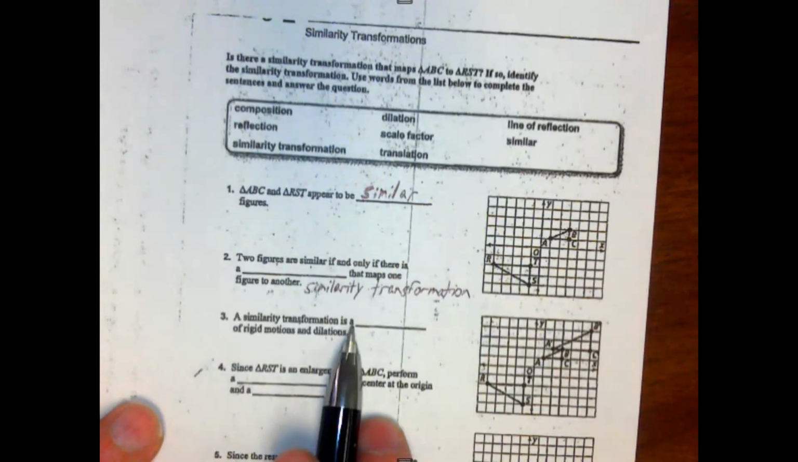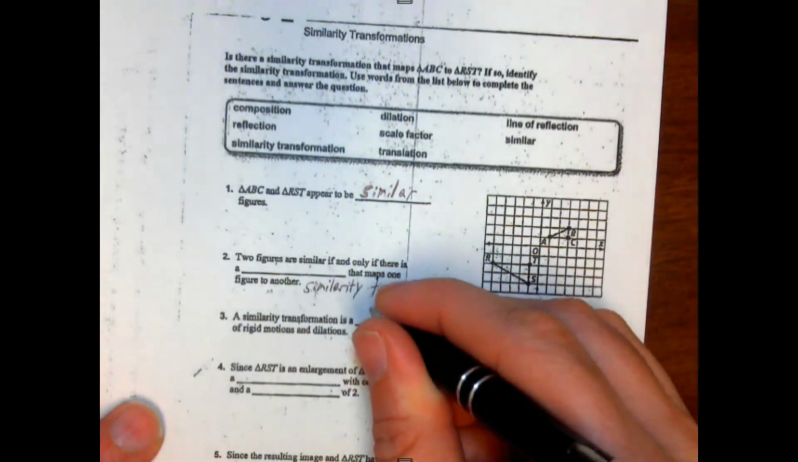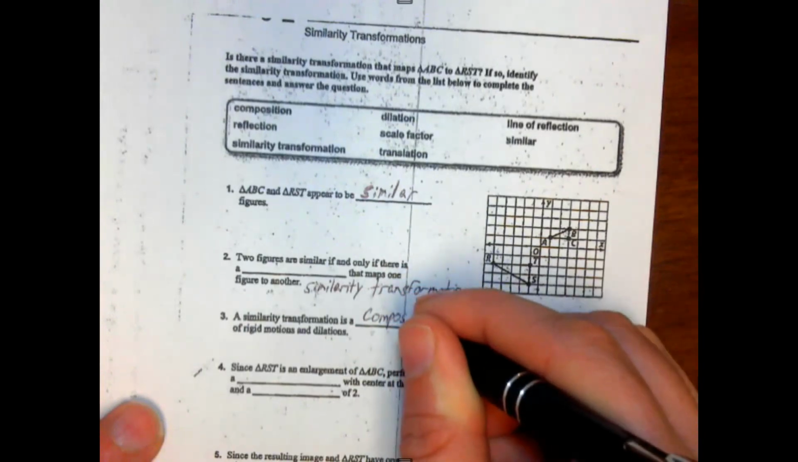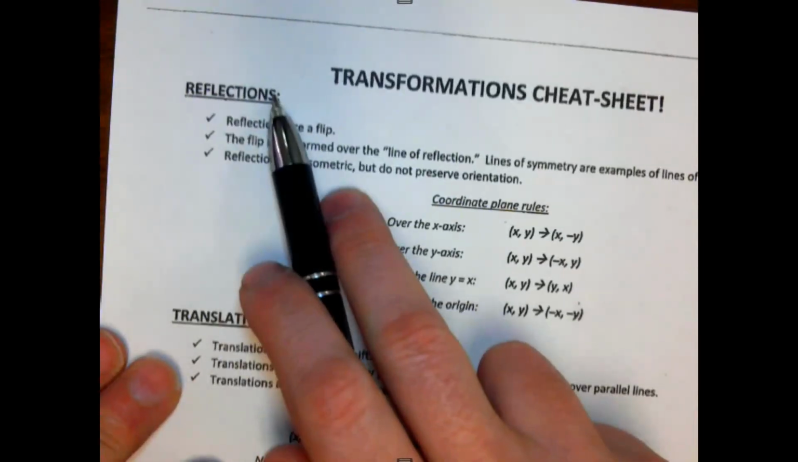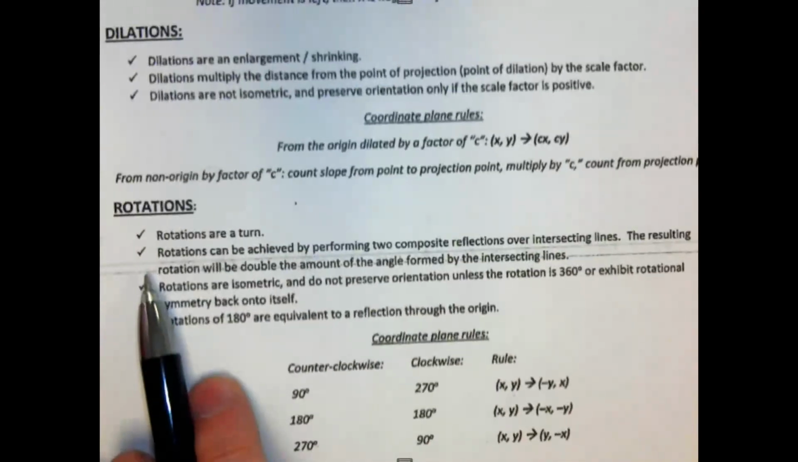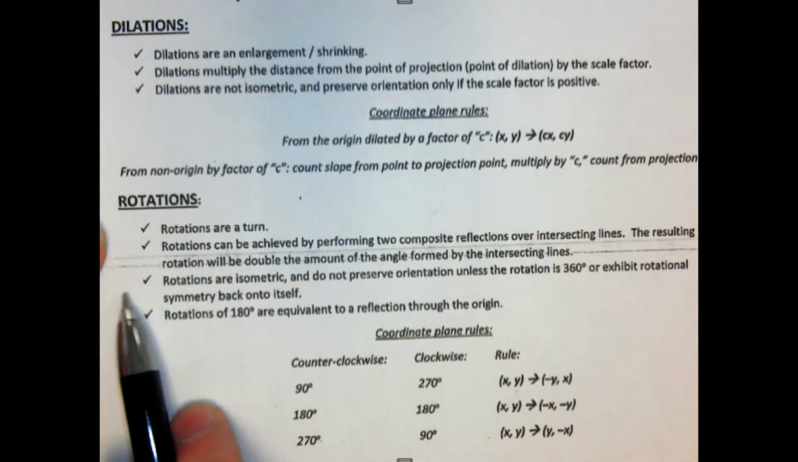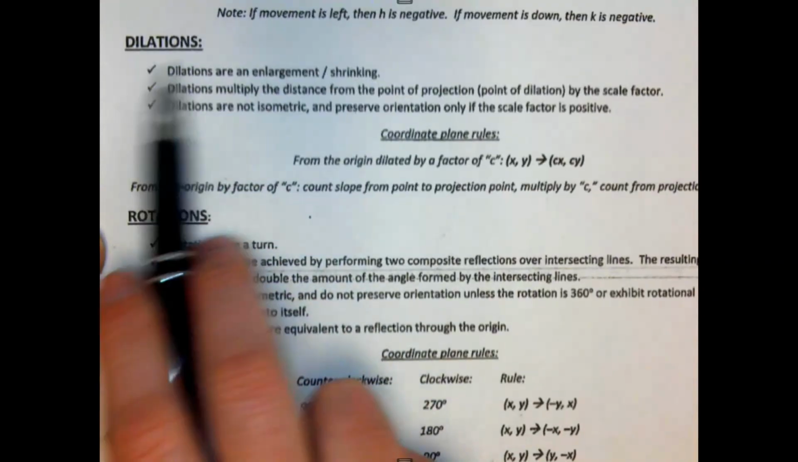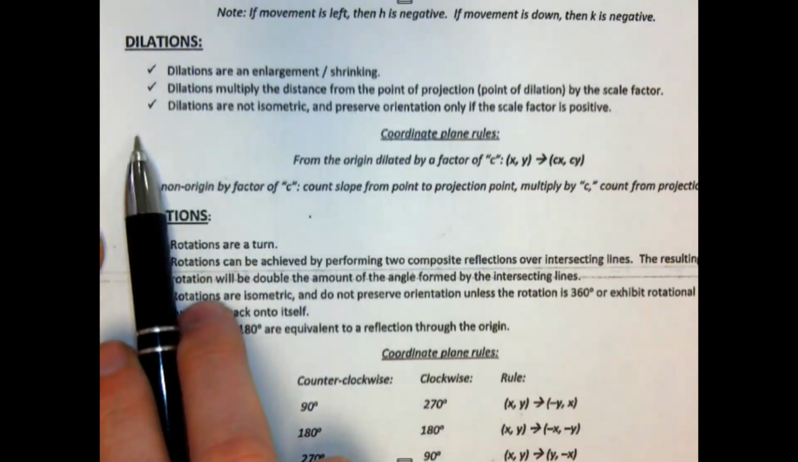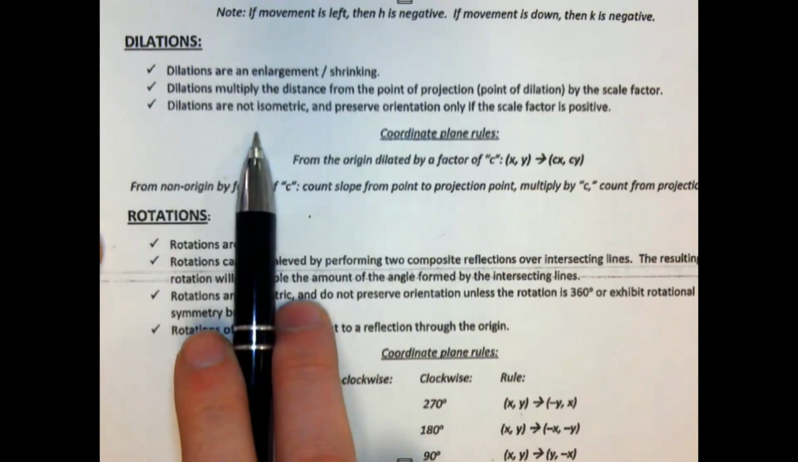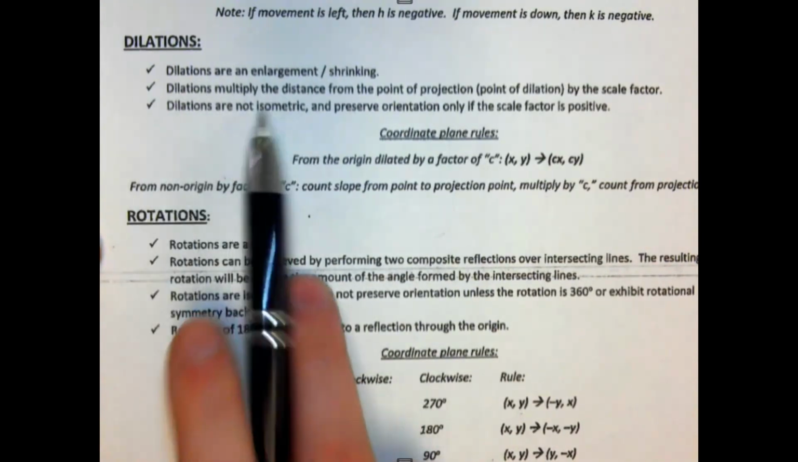A similarity transformation is a composition. Remember, a composition is multiple different transformations that are done in a sequence of rigid motions and dilations. And just as a quick reminder, we talked mostly about rigid transformations when we did transformations last semester. So that includes over here reflections, translations, and rotations. Those are all rigid transformations because they don't change the size or the shape of the shape that we're transforming. Dilations are the ones that are similar transformations because they change the size but not the shape. So it'll be proportional, it'll still be the same shape, but it'll be bigger or smaller than it was before.